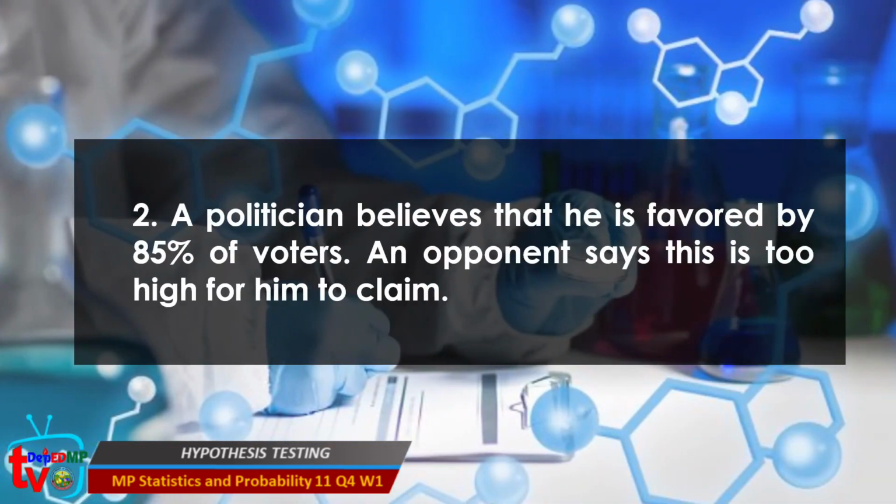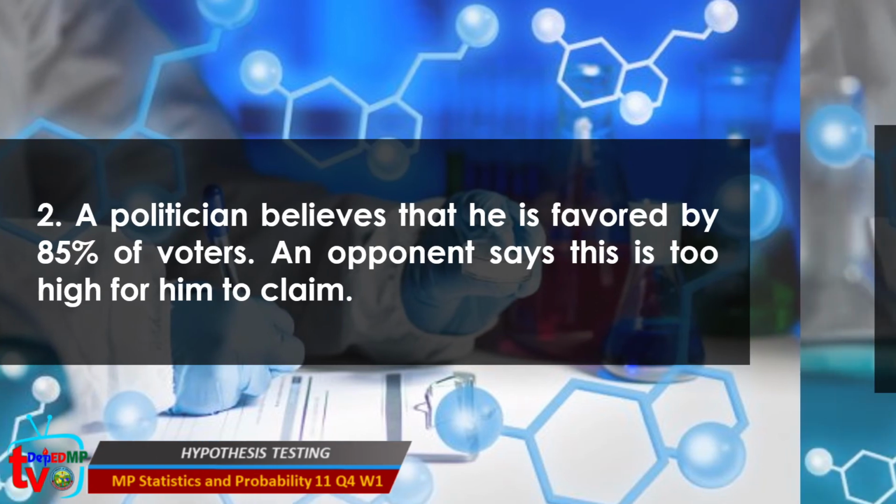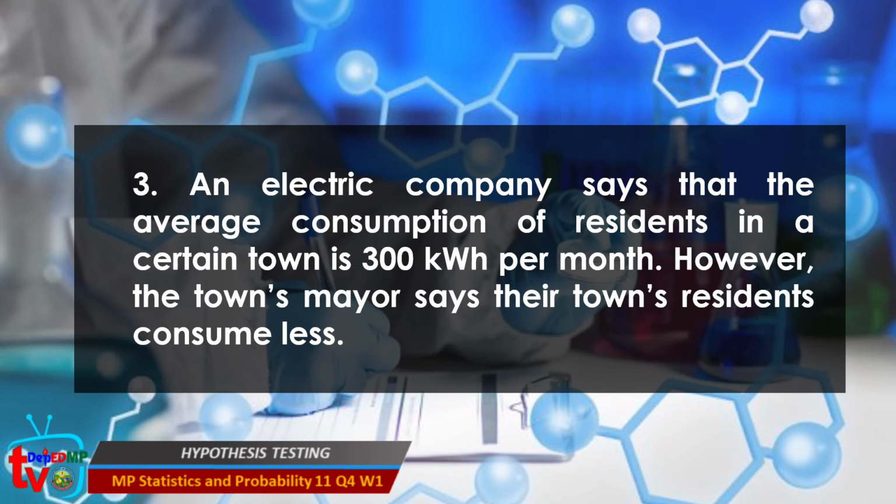Number 2. A politician believes that he is favored by 85% of voters. An opponent says this is too high for him to claim. Number 3. An electric company says that the average consumption of residents in a certain town is 300 kilowatt-hour per month. However, the town's mayor says their town's residents consume less.